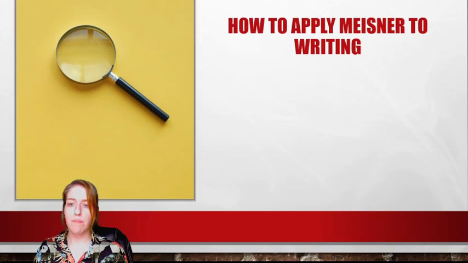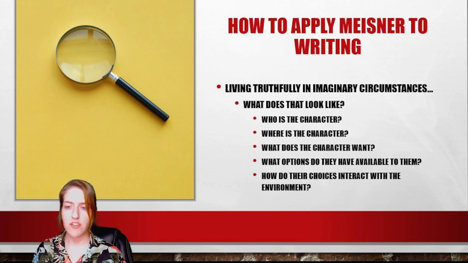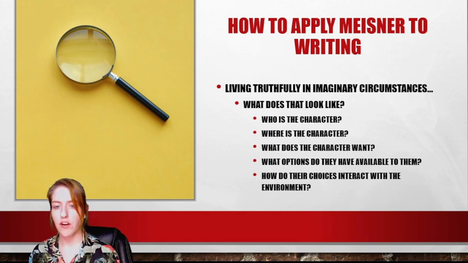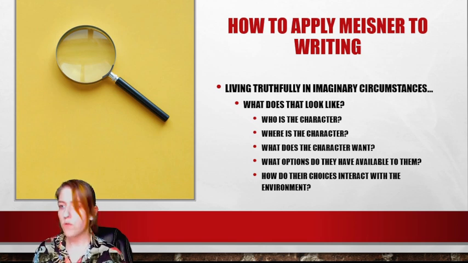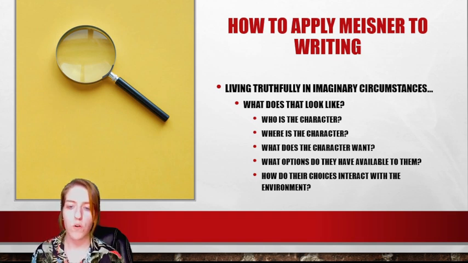Now, how to apply Meisner to your writing. So you've seen the videos. Living truthfully under imaginary circumstances is going to be the catchphrase for this method. What exactly does it look like? As in the Meisner method, we're hitting repetition here. Who is your character? Who are all of the characters? Meet them on an individual human level. Analyze them as people with their own goals, their own backgrounds, their own personalities, their own lives, their own families, everything. Who is the character?